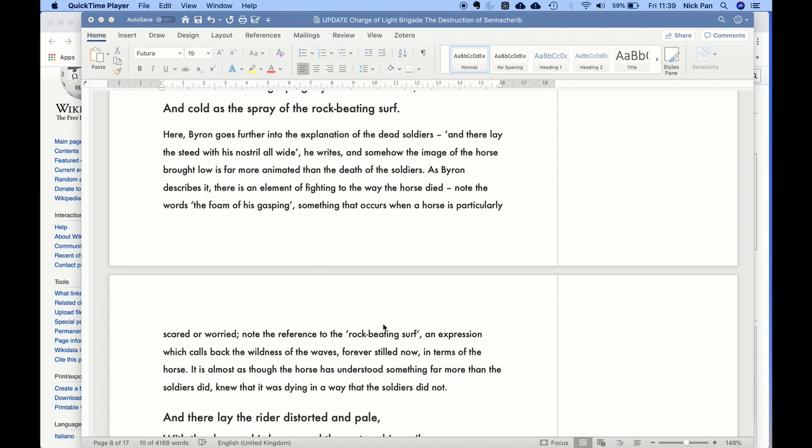Note the reference to the rock-beating surf, an expression which calls back to the wildness of the waves, forever stilled now in terms of the horse. So the chaos that was unleashed on the wave of spears is now expressed in terms of the horse. It is almost as though the horse understood something far more than the soldiers did, perhaps. Knew that it was dying, that the soldiers did not. I don't know that I agree with that, but that's fine.